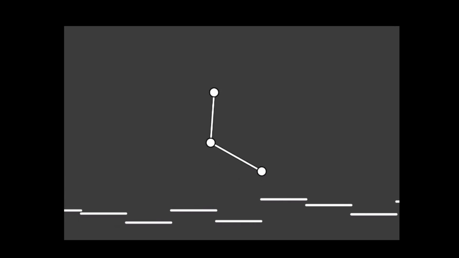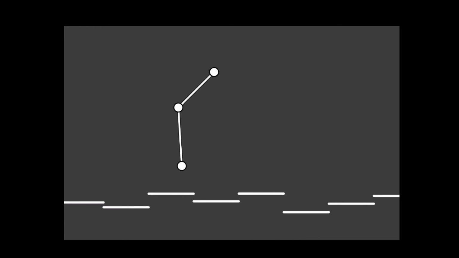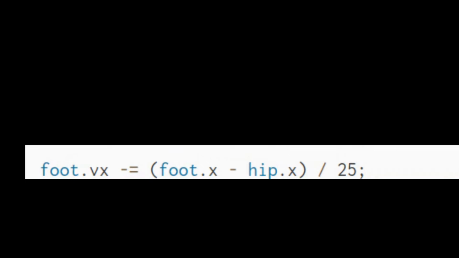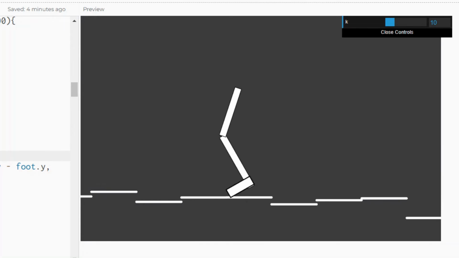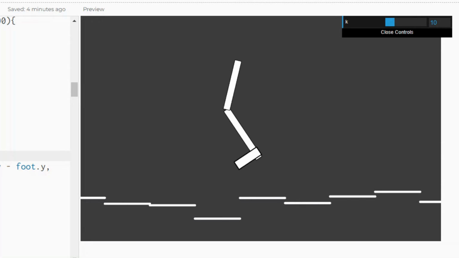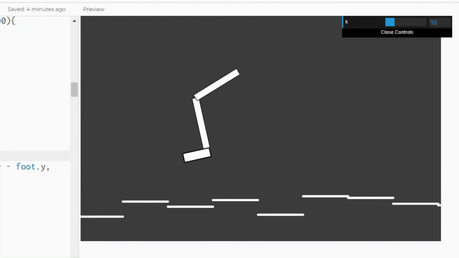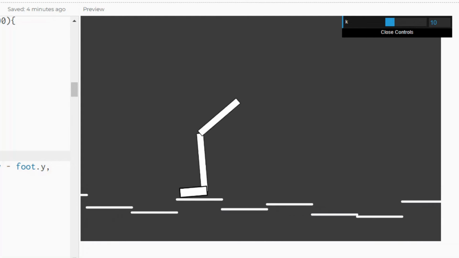So we're moving along at a constant rate, and then the foot is just moving to keep up with the hip. Every time the leg reaches full extension, the velocity of the foot is determined based on how far behind the foot is. If the foot's way far behind the hip and needs to catch up, we'll give it a fast velocity so that it can move and land in front of the hip for the next foot strike.